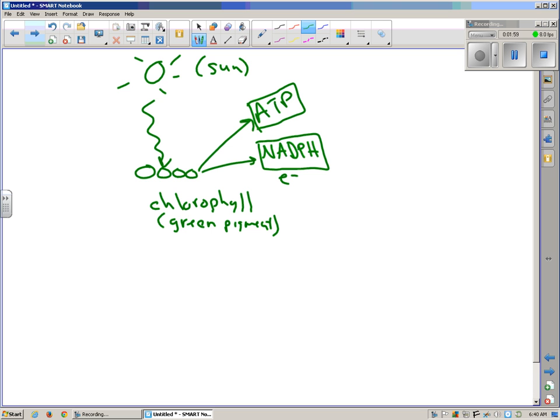Because chlorophyll is losing electrons, they have to be replaced. Water goes into chlorophyll. Oxygen comes out. Electrons are given back to chlorophyll. This whole thing right here are the light reactions.